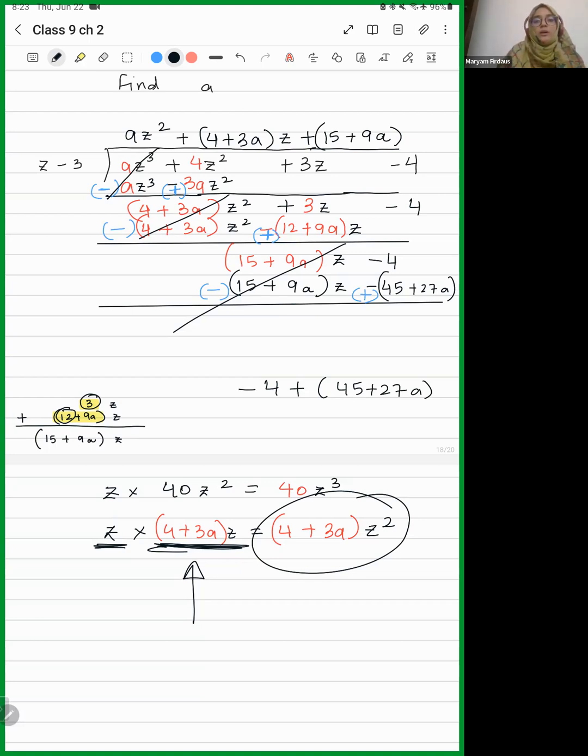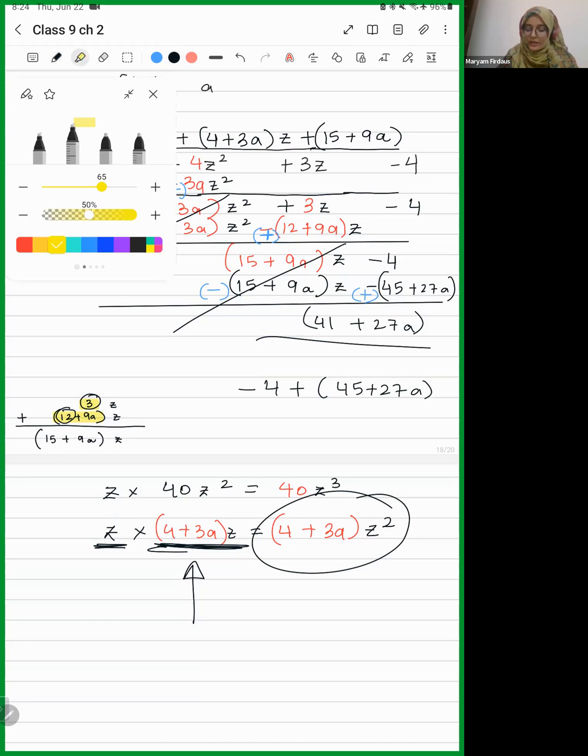So there's no variable over here. So we'll just add without doing this thing, which we did over here. Okay. So minus 4 plus 45 plus 27a. Who will tell me what that is? 41 plus 27a. Very good. So what have we gotten now? The remainder. Very good. This is the remainder.